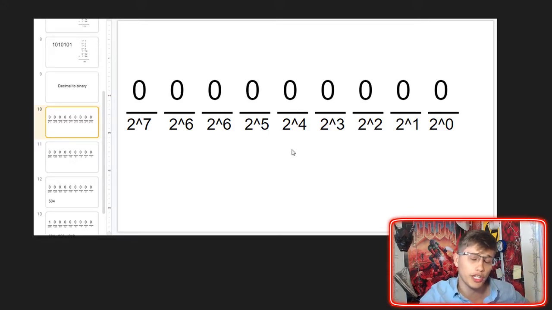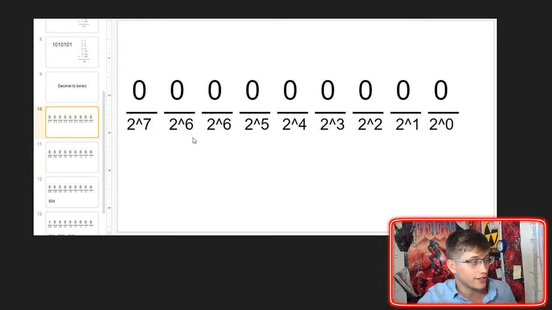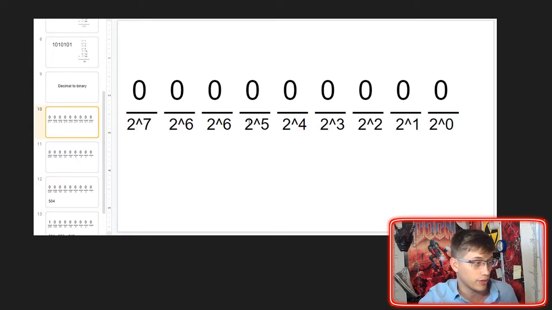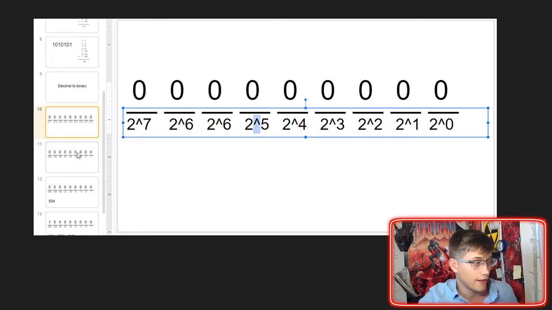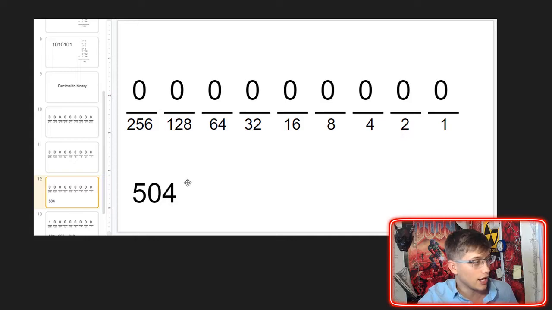And we're going to do it in the order of left to right. So the first thing that I want to do is replace the bottom numbers here with something that's a little easier to read. So I've just replaced all these exponents with what the number they actually represent. So for example, 2 to the 5 right here is 32, so I just wrote 32 instead. And now the number we're going to be converting is 504.